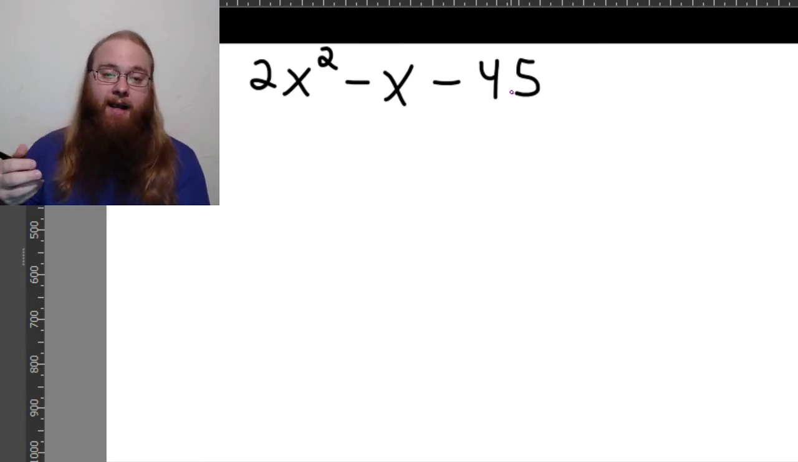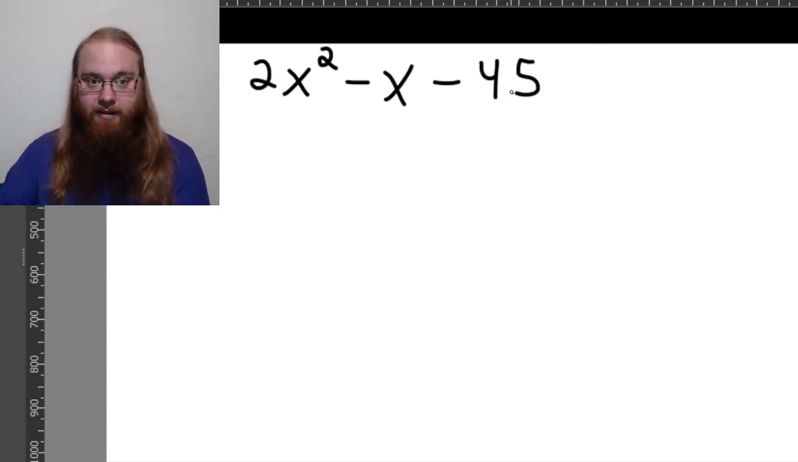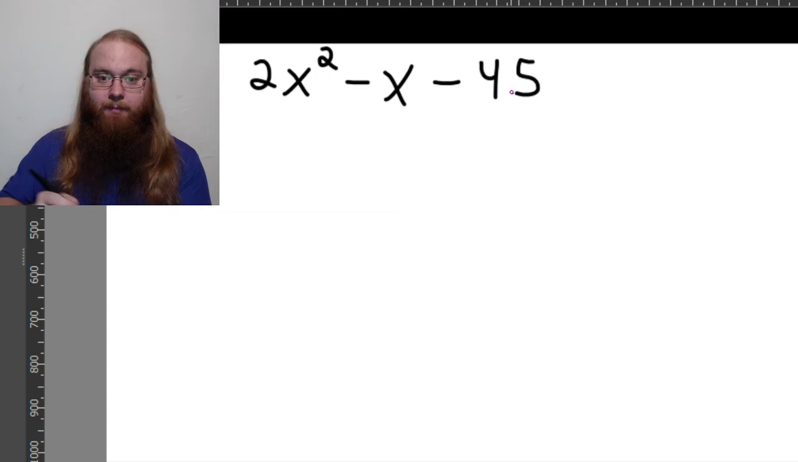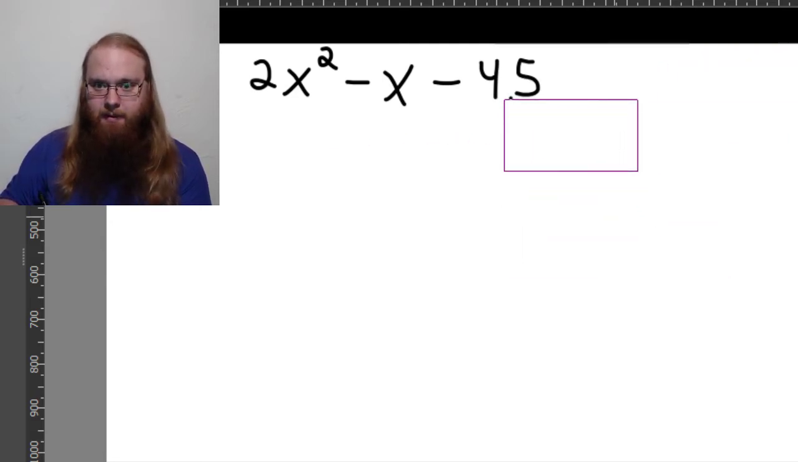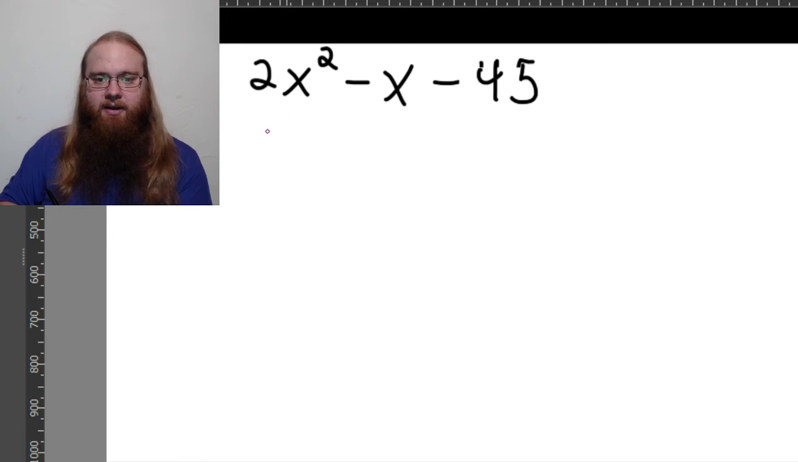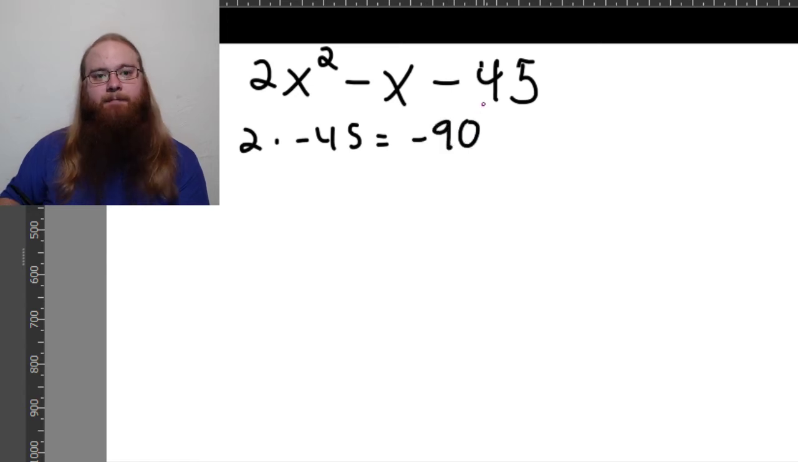So that tells us when we get to factoring, our factors are going to be one positive, one negative, with the negative one being the greater factor. So we start off with 2 times 45. Let's go ahead and get rid of that little dot right there and get to the 45. It's okay, we'll rewrite it. A little sloppy. So we do 2 times negative 45, and we get negative 90. So we're going to have to find the factors for negative 90.